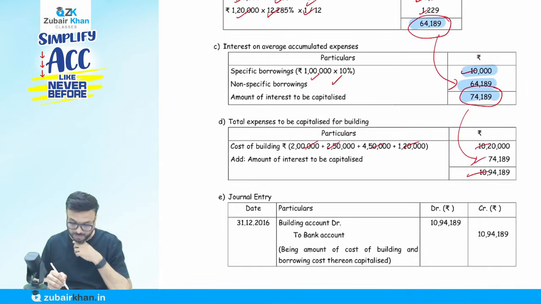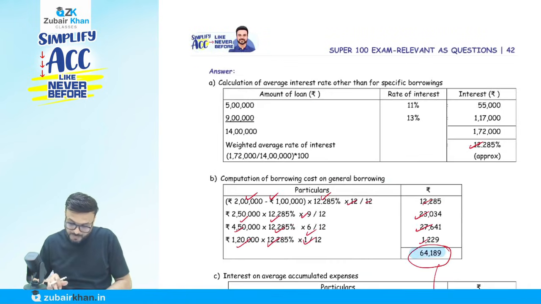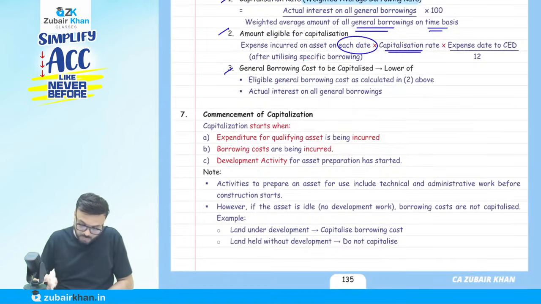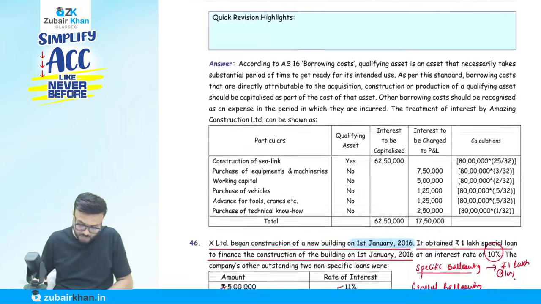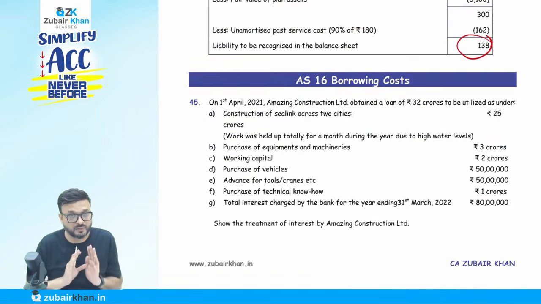The total amount is, so the building account will be debited with the full amount, including the borrowing cost to the bank account. Simple, isn't it? Okay. Now, before I come to point number 7, we can cover question number 45. Only on the qualifying asset can we capitalize.